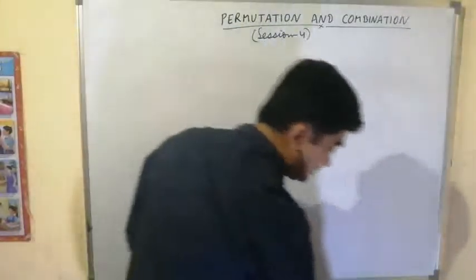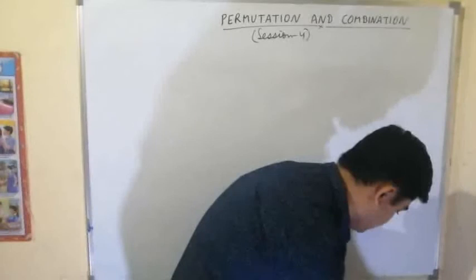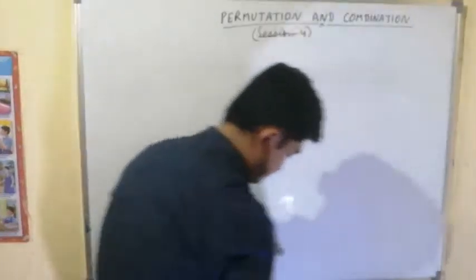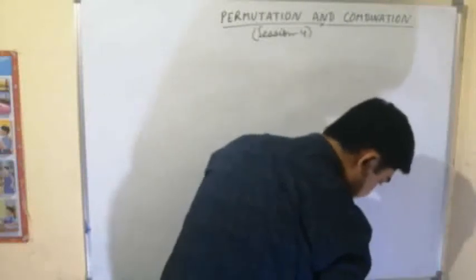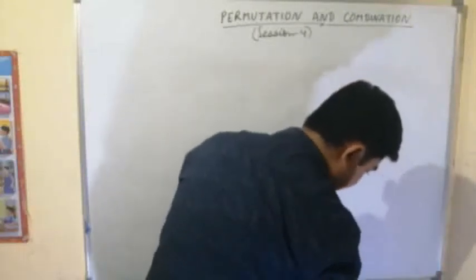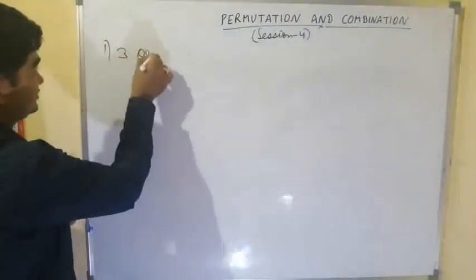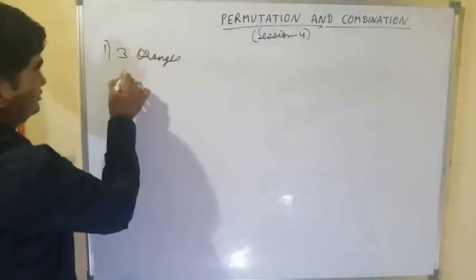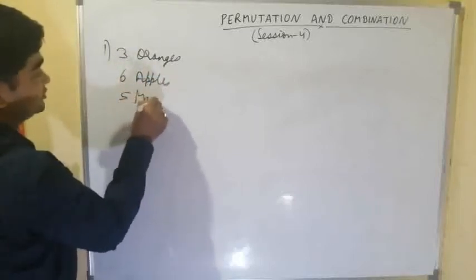Now we'll do the problems from the next exercise, which I gave in the last session. We'll do question number 1 first. This question number 1 is: there are 3 oranges, 5 apples and 6 mangoes.